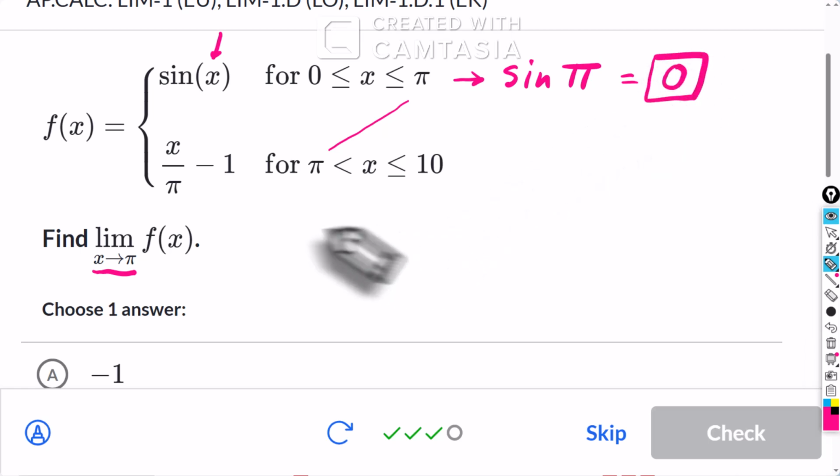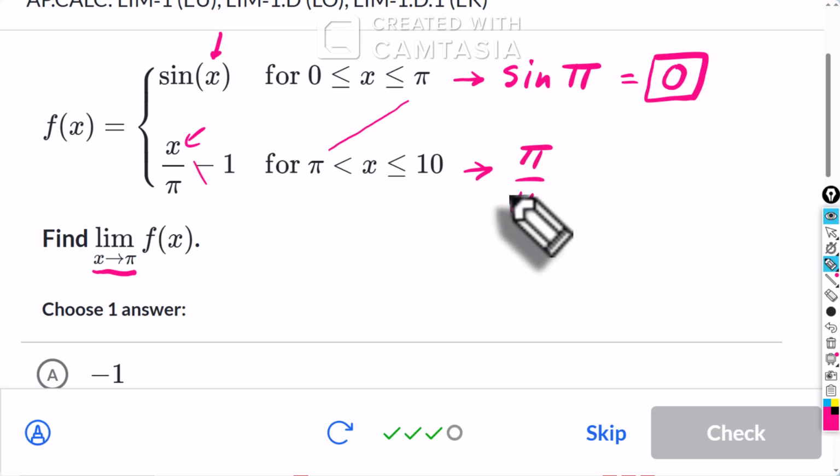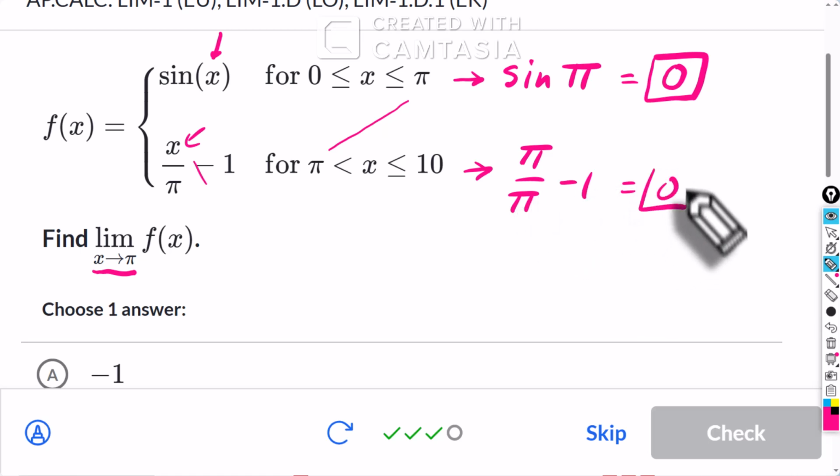But I have to check the other one. Again, since x approaches pi, you're subbing in pi in place of x. So that's going to be pi divided by pi minus 1. Pi over pi is just 1, minus 1, that's 0. Okay, so we got 0 for both of them. So the answer is 0.